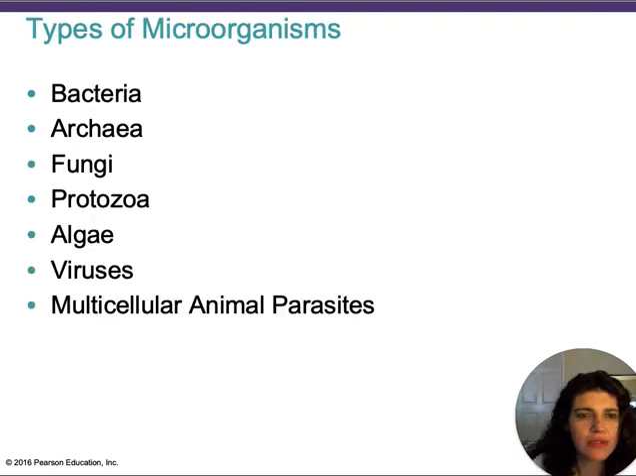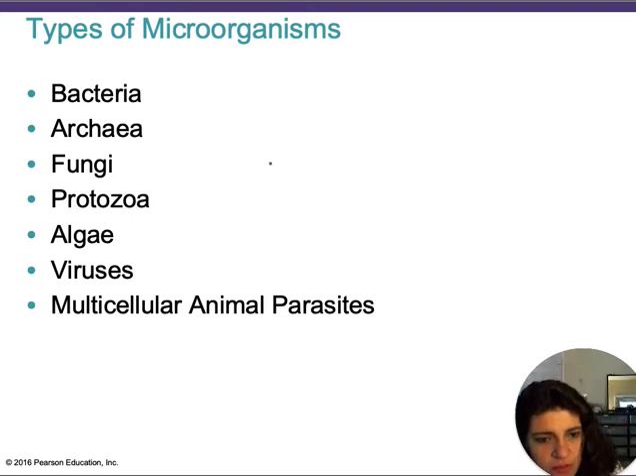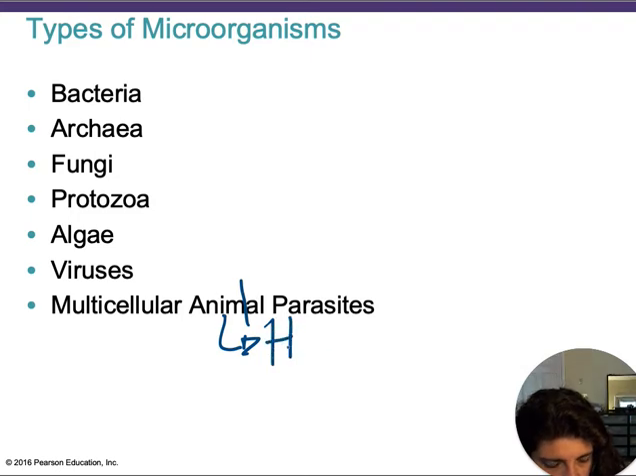So now let's talk a little bit about these microbes. I told you that we have bacteria, fungi, protozoa, some algae, some algae are microscopic, some are not, viruses, and multicellular animal parasites like the helminths. So here we include mostly helminths.